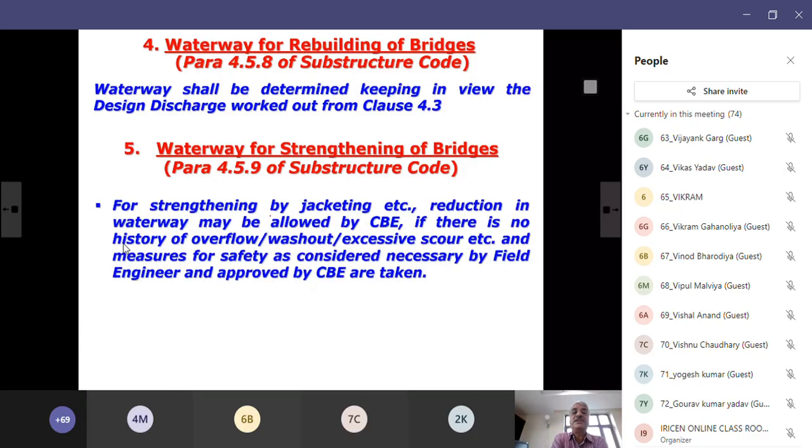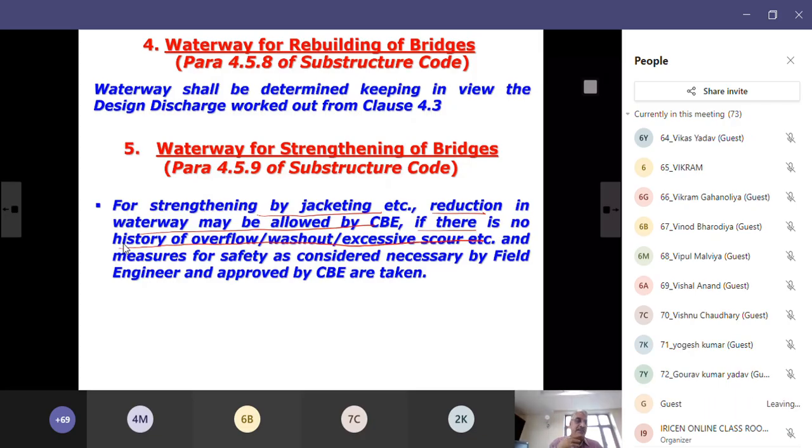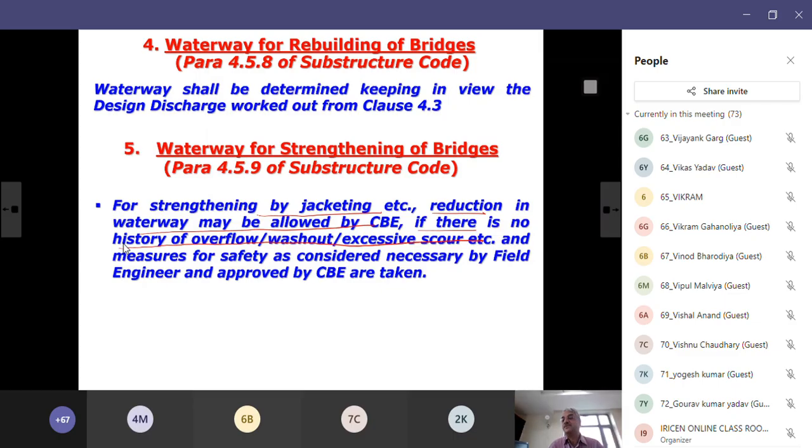It says for strengthening by jacketing, etc., reduction in waterway can be allowed by the CBE, number one, if there is no history of overflow, washout, excessive cover, etc. That is number one. It must be checked from the record. What record can be there? Can anybody tell, where will we get this record? Which record will contain these details, whether on any bridge overflow, washout or excessive cover has happened? Which record will we check? So, bridge register. Yes, one is the bridge register, another is the section register.